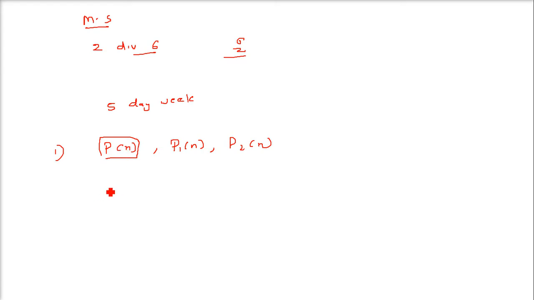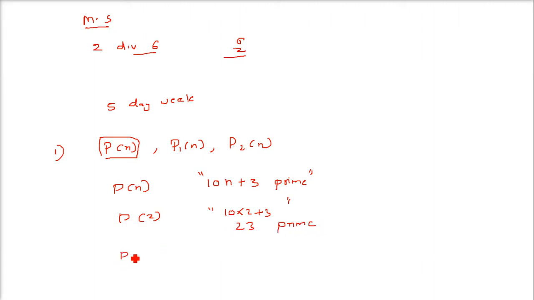For example, we have Pn, let Pn be a statement. It is stating that 10n plus 3 is a prime. So what do we mean when we say P2? This means 10 into 2 plus 3. What is this? 23. It's a prime. But if you take P3, put 3 here. 10 into 3 plus 3, 33. It is not a prime. It is divisible by 3 as well as 11. Prime numbers are those which are only divisible by themselves or 1.